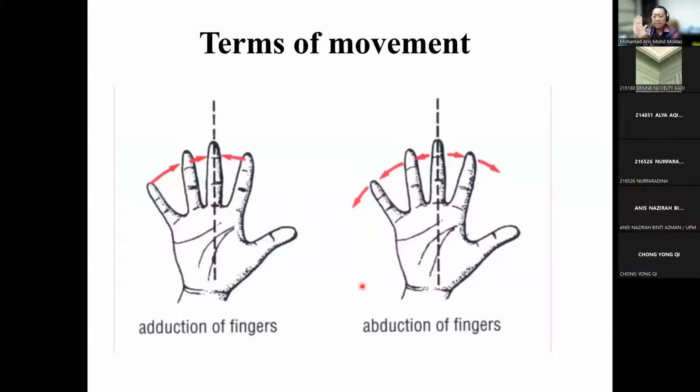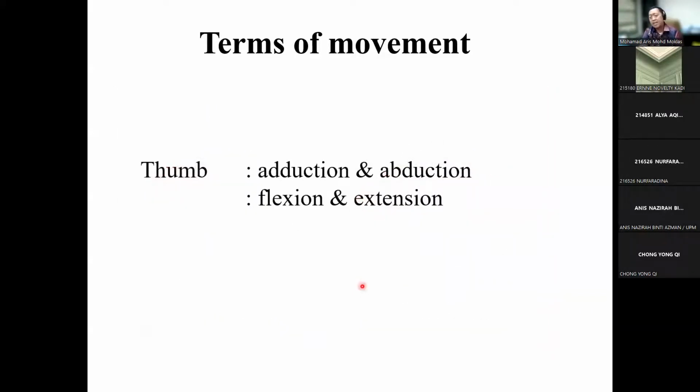So for your fingers here, of course, you have flexion, extension, ABD, and ADD. All right. So you have flexion, and then you have extension, ABD, and also ADD. How about the thumb? Thumb, okay. How about the thumb here? The 4 movements: ADD, ABD, flexion, extension.